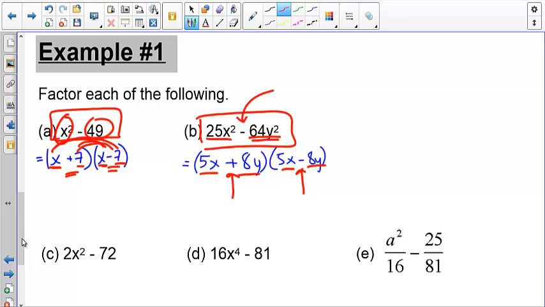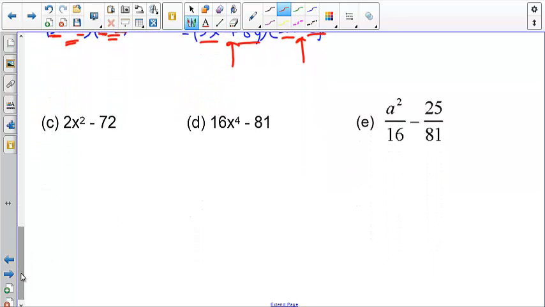Now, I want you to consider questions C, D, and E. You're going to pause the video in just a second, but let me give you a few hints. Okay, with question C, I would suggest that 2 is not a perfect square, and neither is 72. You can't take the square root of 72, and you can't take the square root of 2. So try and think about what you could do first with those two examples.